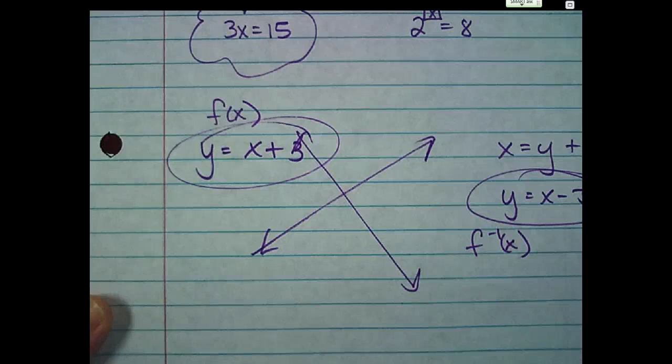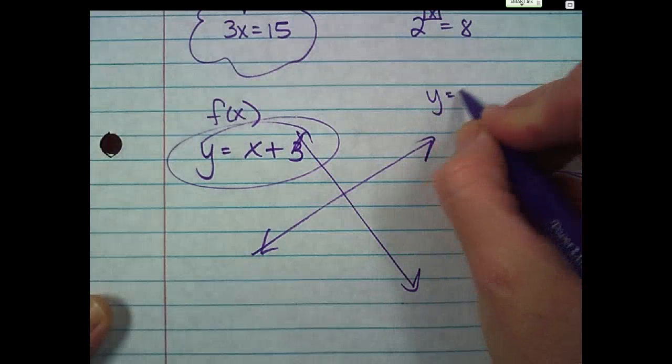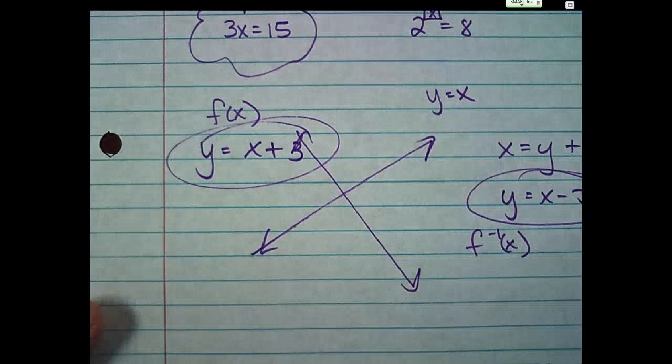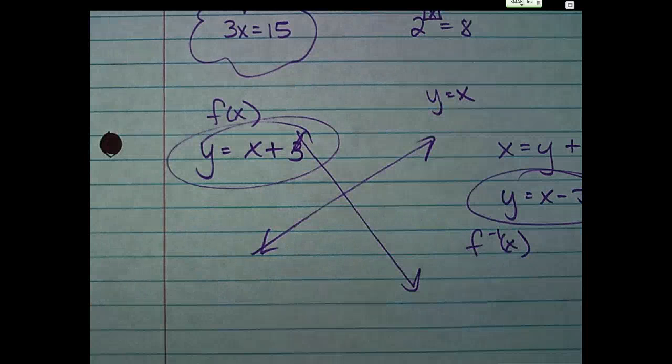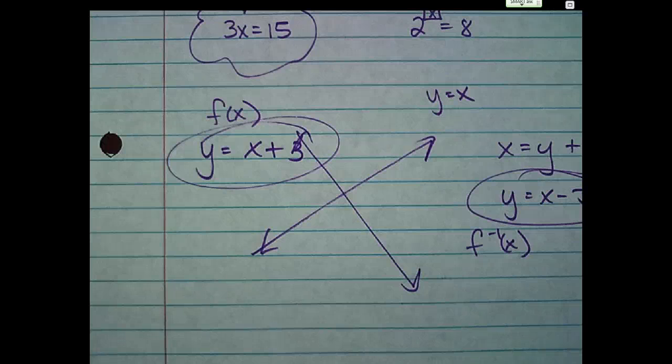When I graphed it, what did it reflect over when you find inverses? You're close. It's actually the y equals x line. If you flip x and y, then you're flipping it over the y equals x line. Okay? So that's how we've already done this with lines.